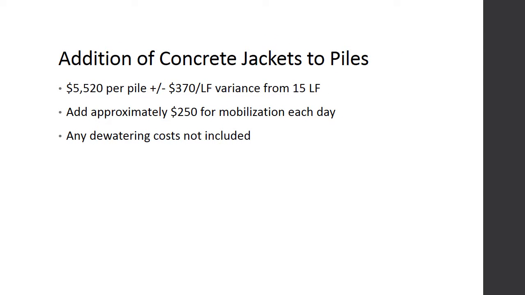For the addition of concrete jackets to piles, the cost is estimated at $5,520 per pile, plus or minus $370 per foot variance from 15 linear feet. The mobilization costs of approximately $250 per day and any dewatering costs that might be incurred are not included in this estimate.